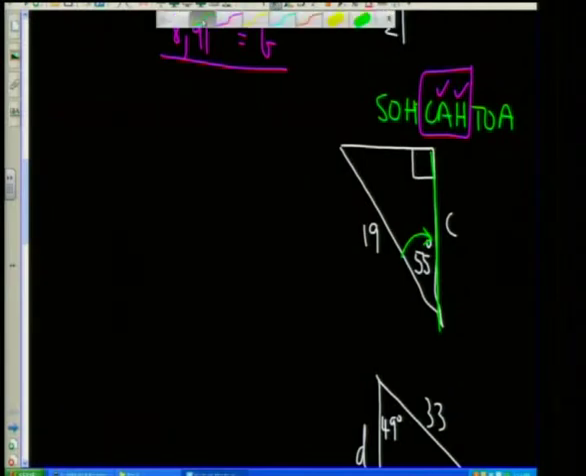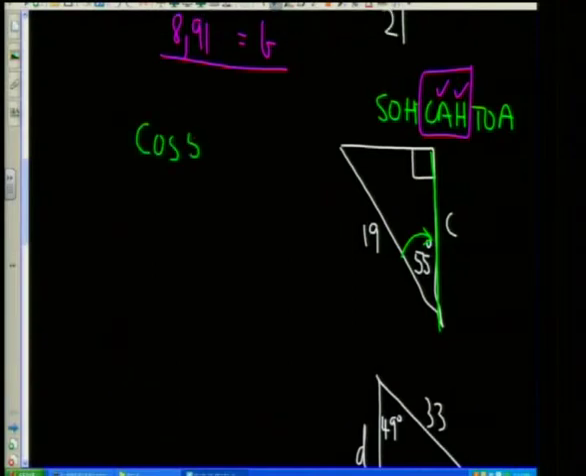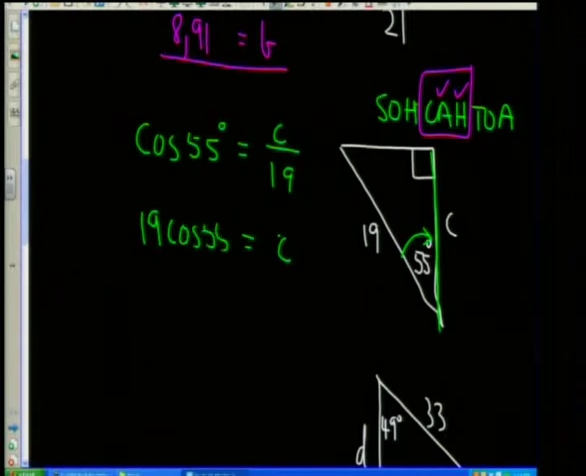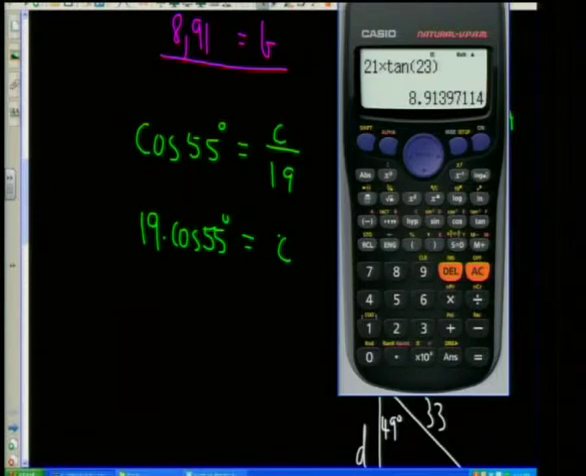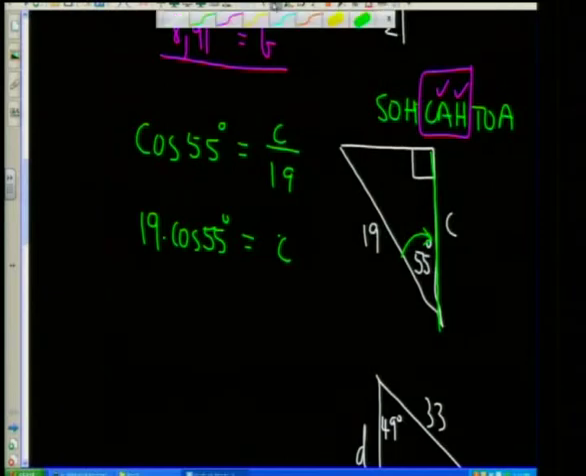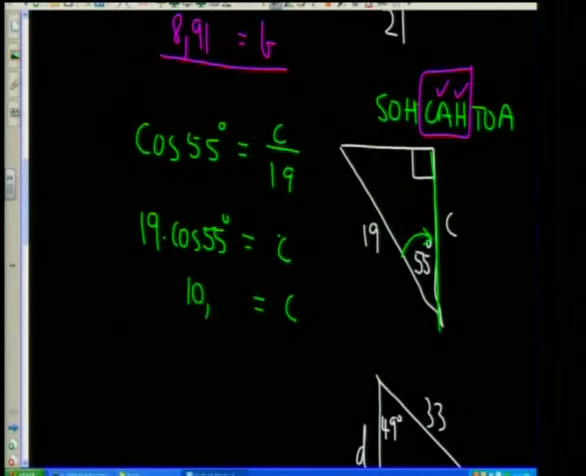We can say therefore that the cos of the angle is equal to the fraction C over 19. So C will equal, solve for C means we need to multiply by 19, so it's 19 cos 55. Okay. Right, we can go into the calculator. 19 times the cos of 55, and we get 10,90.